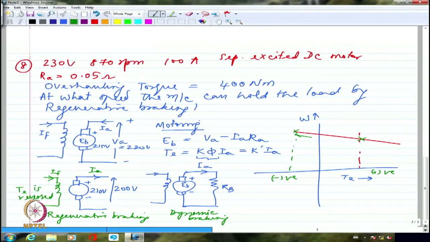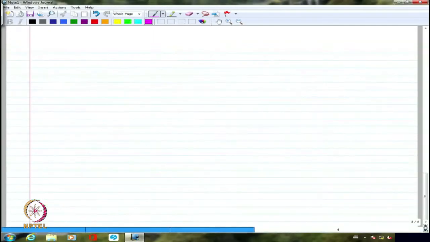Please understand, the moment I say it is overhauling torque, that means this is going to be a negative torque because we are talking about braking. So this is going to be 400 Newton meter, which is actually minus 400 Newton meter. The torque is going to be minus 400 Newton meter. Okay. So this is 230 volts, 870 RPM, 100 ampere. Please remember the data. So I have to say 230 minus whatever is the current, that was 100 ampere I suppose, and how much was the armature resistance? 0.5? 0.05. So this is going to be my EB normally.